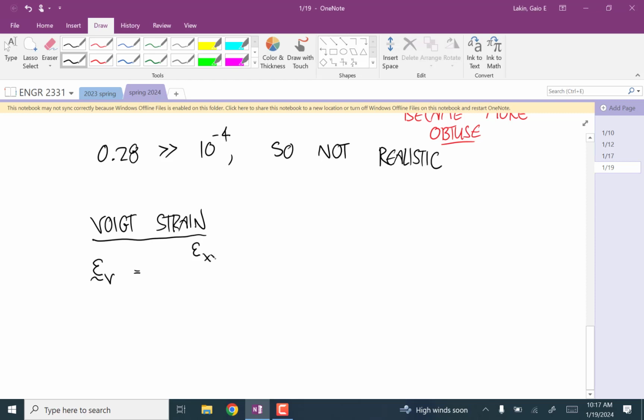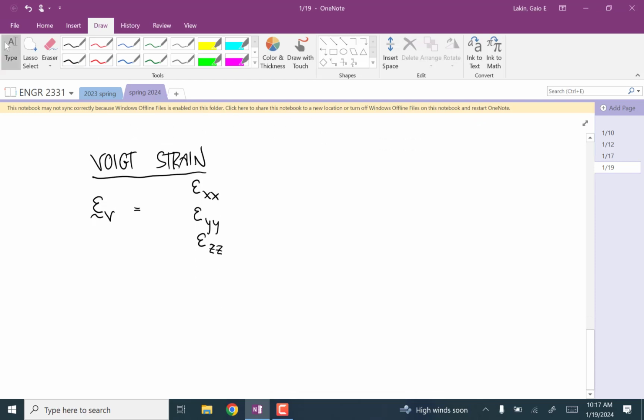It's the 3 normal strains in order, and then the 3 shear strains in the most nonsensical order possible. YZ, XZ, XY. Okay?